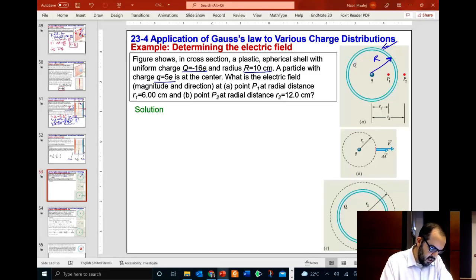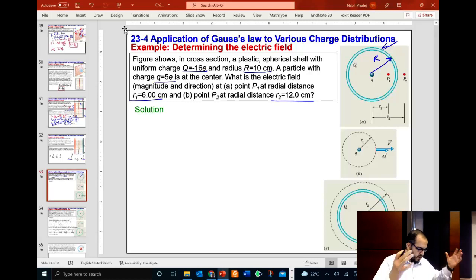What is the electric field, magnitude and direction, at point P1? So this is point P1. It's between the charge and the shell, and also at point P2. So they gave P1 at a radius R1 of 6 centimeters, and P2 at a radius R2 that is equal to 12 centimeters. So again, in this problem we have a spherical symmetry, so we can easily use Gauss's law in order to solve this.